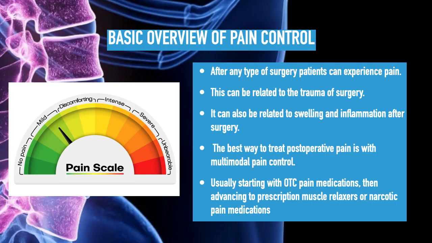So, a basic overview of pain control. After any type of surgery, patients can experience pain. This can be related to the trauma of surgery, but can also be related to swelling and inflammation that develops after surgery. The best way to treat postoperative pain is with multimodal pain control, meaning multiple different pain agents. Usually we start with over-the-counter medications and then advance to prescription muscle relaxers, nerve pain medications, or narcotic pain medications.